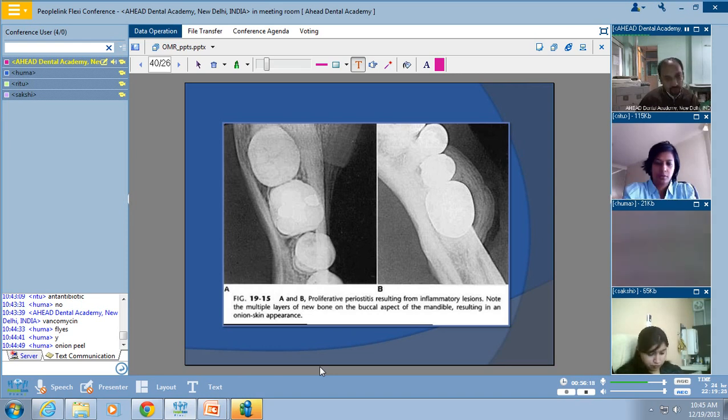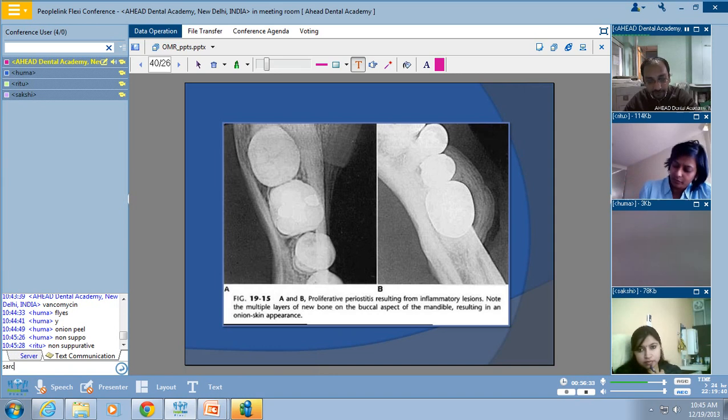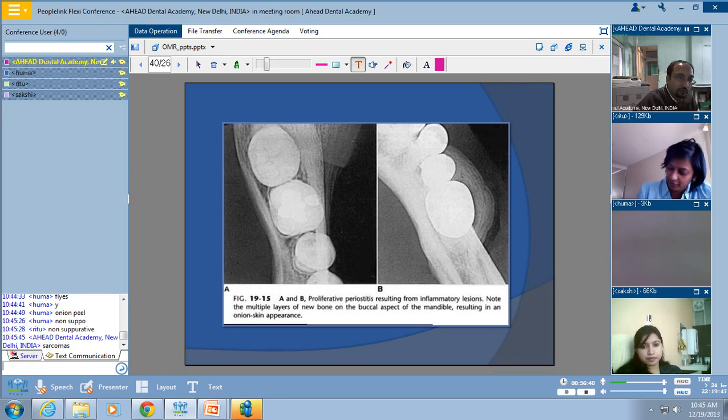And in which all conditions do you see the onion peel appearance in addition to Garre's osteomyelitis? We see this in so many conditions. In fact, if I start writing, it will take me almost 10 minutes. So I'm just writing it. Sarcomas. What are the sarcomas? Every sarcoma which you can think of, bony sarcoma, Ewing's sarcoma, fibrosarcoma, chondrosarcoma, osteosarcoma. In addition to this, you will be surprised when I write down all these findings. You will think I am writing it wrong, but actually in all these conditions there is this kind of appearance which is seen in the patient.